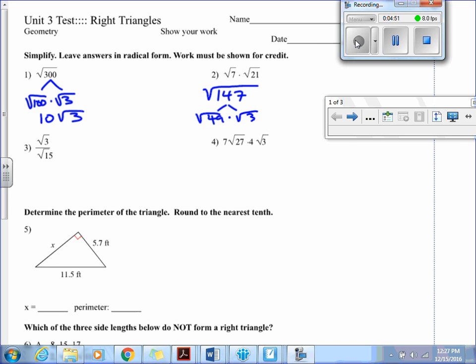49 times 49 is not 147. Okay, what is your question? All right.